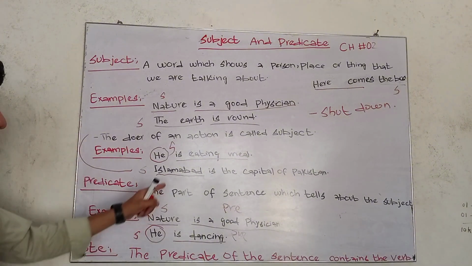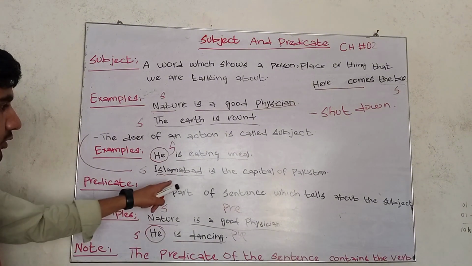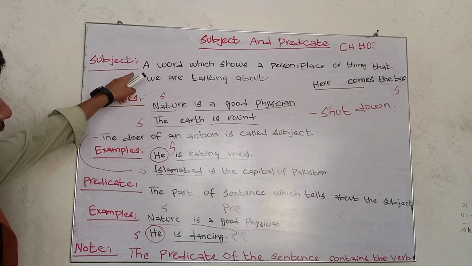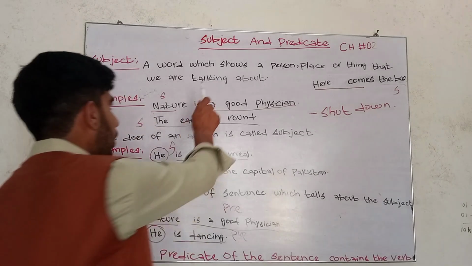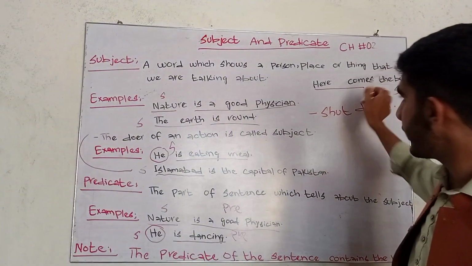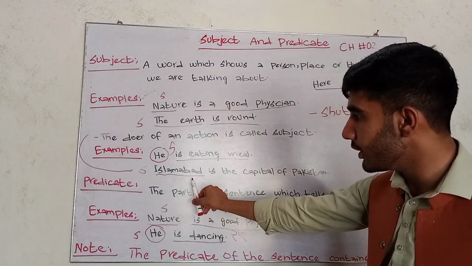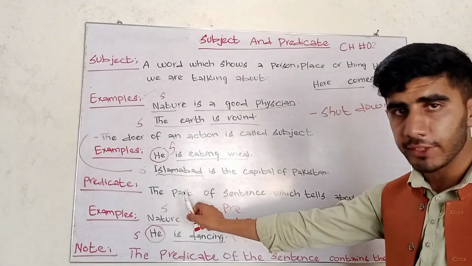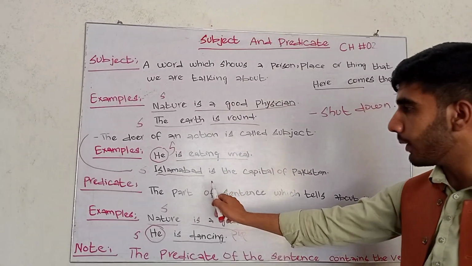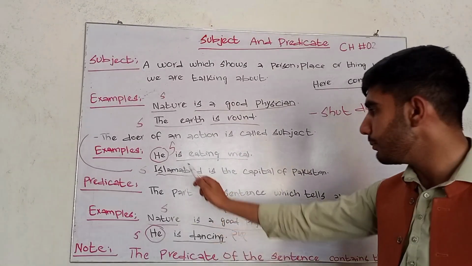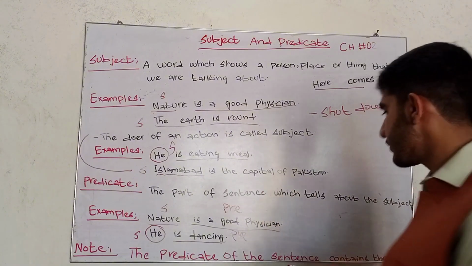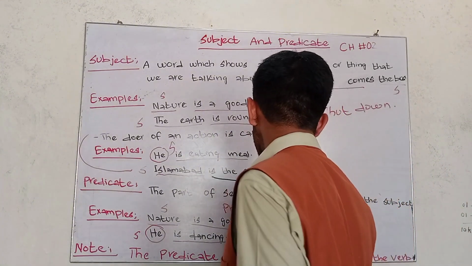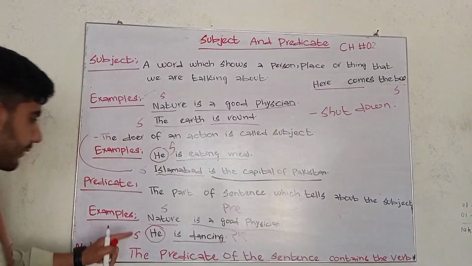So what should I do now with this sentence? We should solve this problem through this definition: a word which shows a place, person, or thing that we are talking about. In this sentence, we are talking about Islamabad. So it is called the subject of the sentence, and the remaining sentence is called the predicate of the sentence.